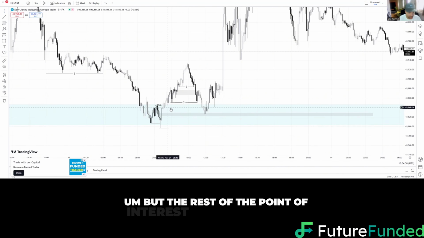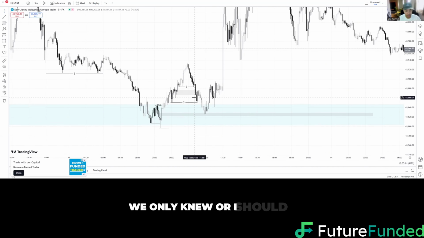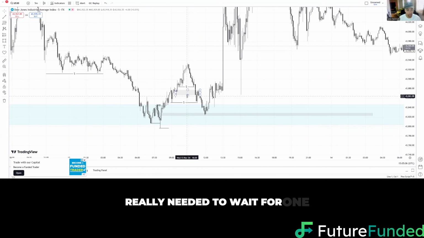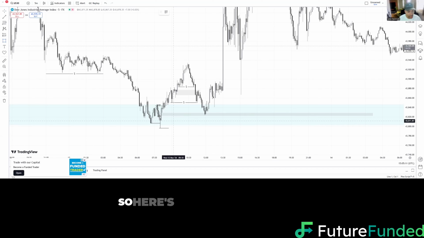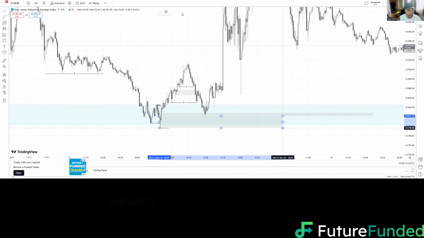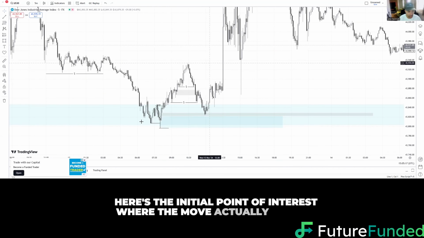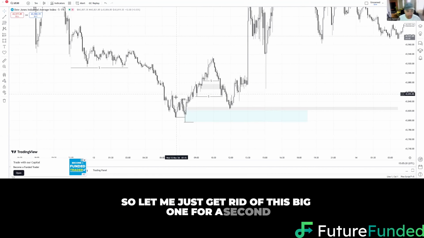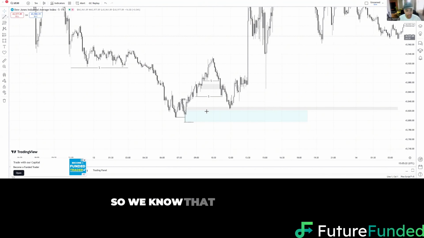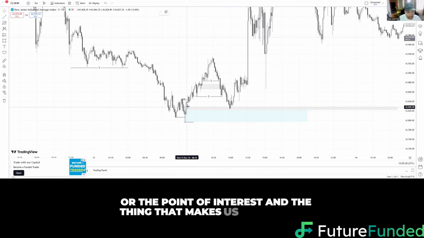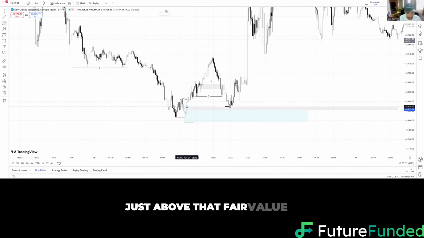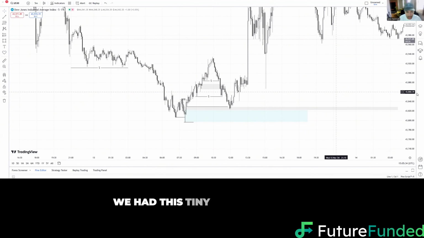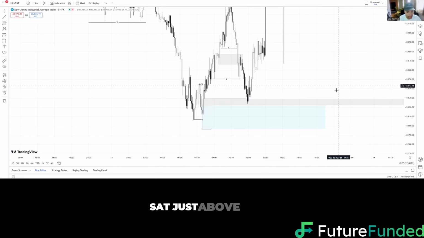But the rest of the points of interest actually got tapped. So we really knew that we only needed to wait for one point of interest to get mitigated before coming back to where we really wanted. So here's the initial origin of the move. Here's the initial point of interest where the move actually started. Let me just get rid of this big one for a second. We know that if price is going to come back, it's probably going to come back to either the fair value gap or the point of interest. And the thing that makes this even nicer is just above that fair value gap, we had this tiny little piece of liquidity right here, sat just above. All right.